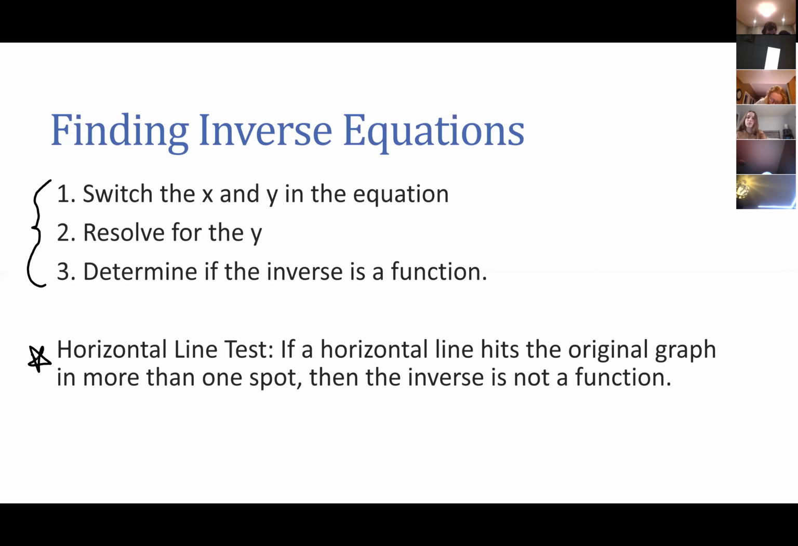So after we complete our 3 steps, we're actually going to use something called the horizontal line test. So you guys know the vertical line test. The vertical line test is something you do to see if something's going to be a function or not. Well, the horizontal line test is something that we do to see if the inverse will be a function or not. Here's the thing though, you do it on the original graph. So you take horizontal lines and you put them on the original graph, and if they hit in more than one spot, then that tells you the inverse is not a function.